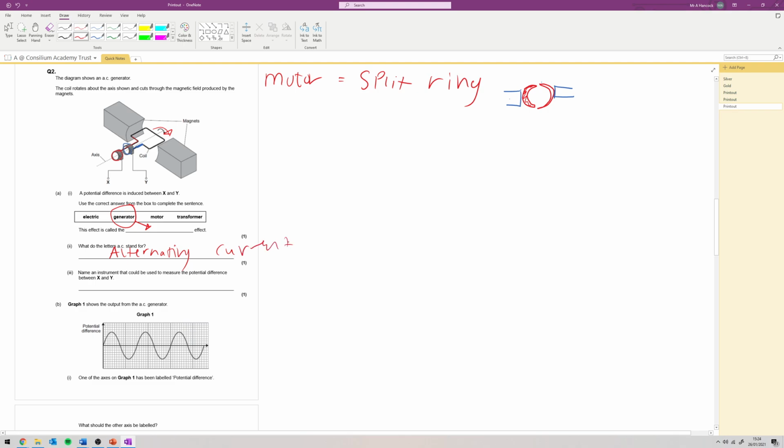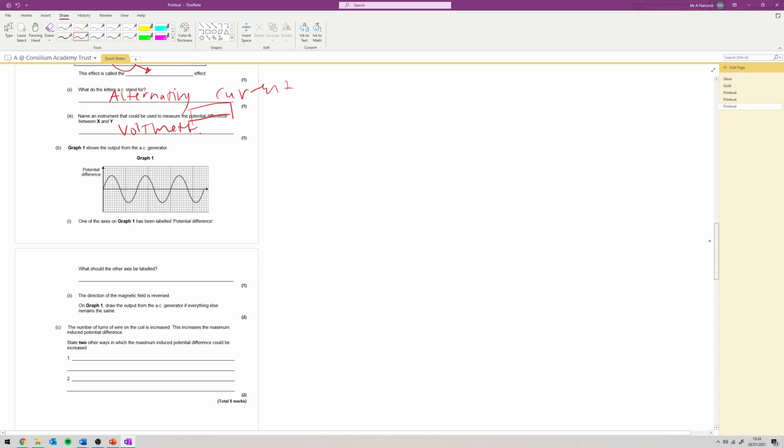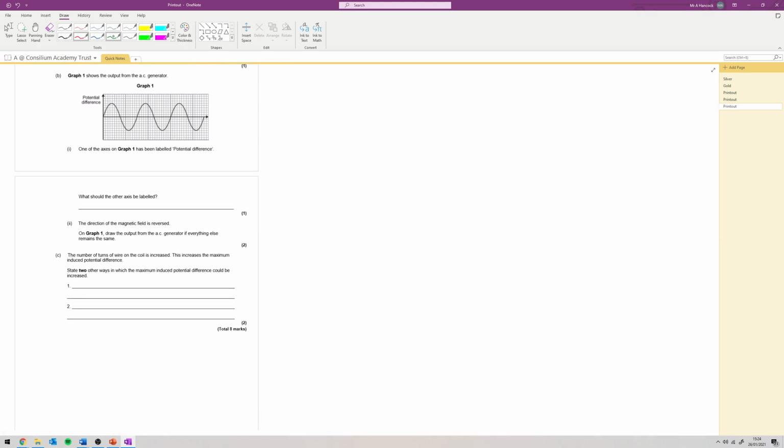Name an instrument that could be used to measure the potential difference. This one, you should be able to do in your sleep. That should be a voltmeter. Now let's move down a bit. Graph 1 shows the output from the AC generator. Oh, look, you can see it looks a bit like my drawing from the start of the lesson. One of the axes on graph 1 has been labelled potential difference. What should the other axis be labelled? Well, this should be time, shouldn't it? Yeah, time.